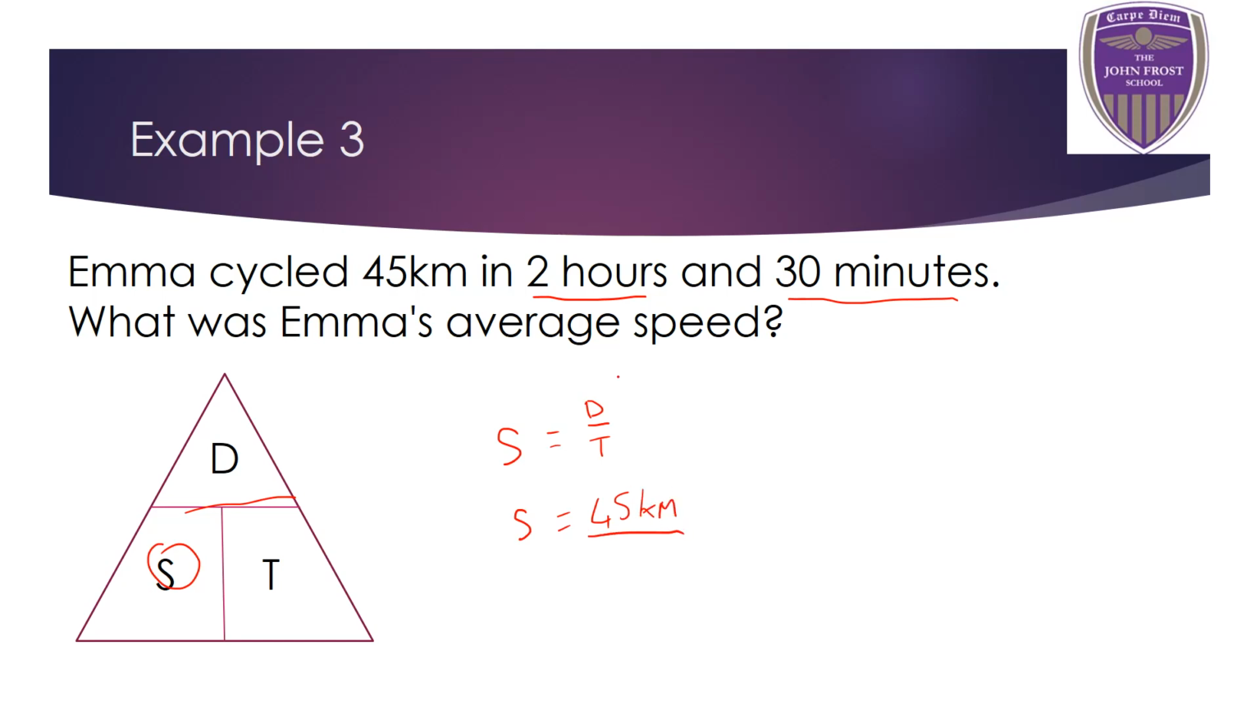What about the time? This time comes in hours and minutes, and we only want our time to be in 1 unit. So think of a way that you could say 2 hours and 30 minutes. You might say that 2 hours and 30 minutes is the same as 2.5 hours. Okay. So we're going to use that as part of our calculation. We're going to divide 45 by 2.5. And that's not an easy calculation without a calculator.